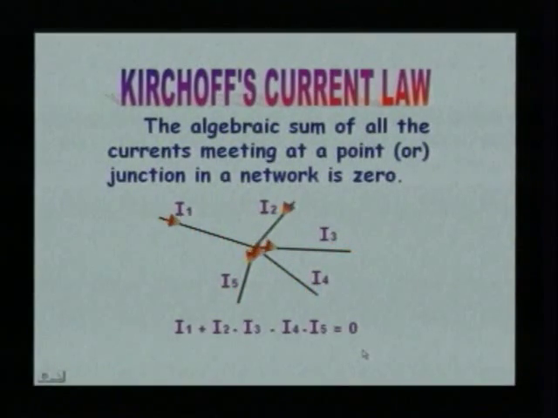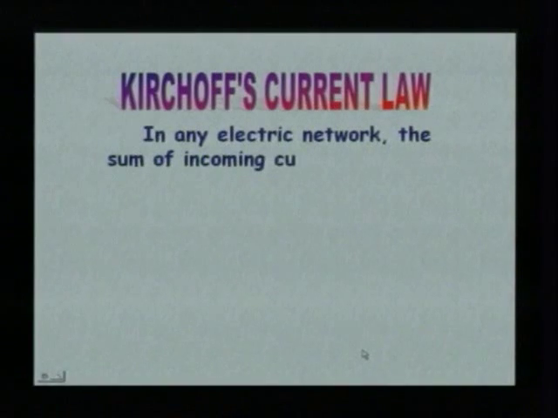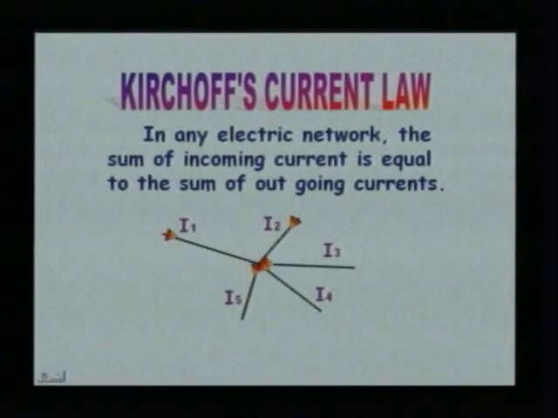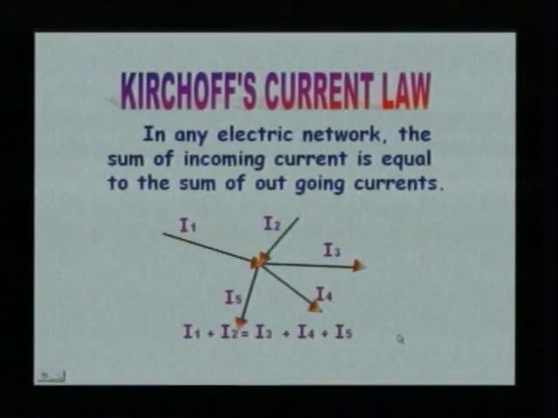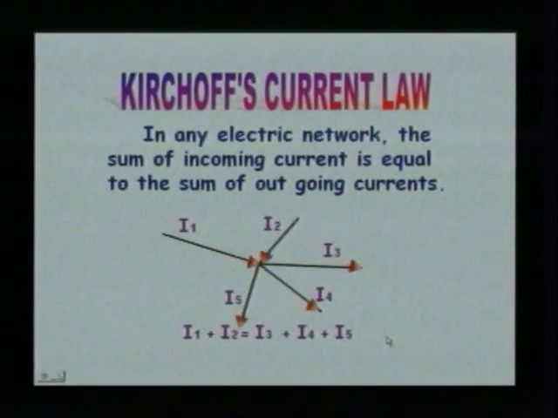The same Kirchhoff law can be stated in another way, that is, in any electrical network, the sum of incoming currents is equal to the sum of outgoing currents, isn't it? If we observe, I1 and I2 are coming, whereas I3, I4 and I5 are leaving. So, we can put down the equation as I1 plus I2 is equal to I3 plus I4 plus I5. This is about Kirchhoff's current law.